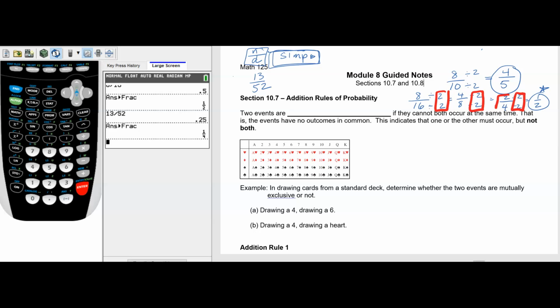I'll post them to Blackboard so that you can follow along with me, and I would definitely suggest pausing the video as you go to write things down. I think that's probably the best way to do it. But let's start with section 10.7.